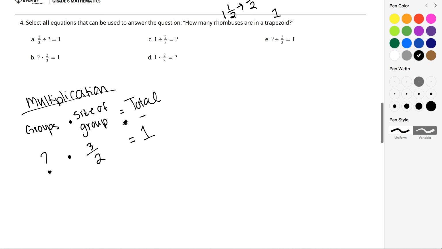Kiddos, as long as you understand this piece right here, I'm okay. I want you to actually skip this. And just, as long as you're okay with this, we're good. We're going to do the last one.